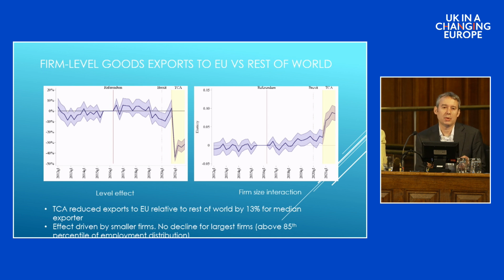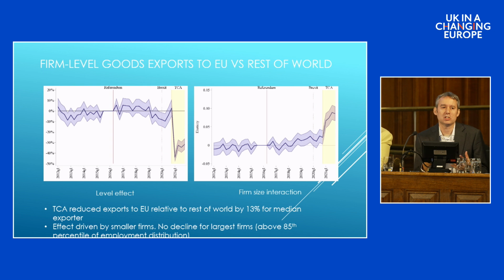But when we do that combination, what these estimates are implying is that for the median firm in our sample, the drop in exports to the EU is around 13% when the TCA comes into effect. So that gives you an idea of how big the hit is for an average-sized firm. What these estimates also imply, though, is that for the largest firms, in particular the top 15% of firms, we can't distinguish a statistically important effect of the TCA.